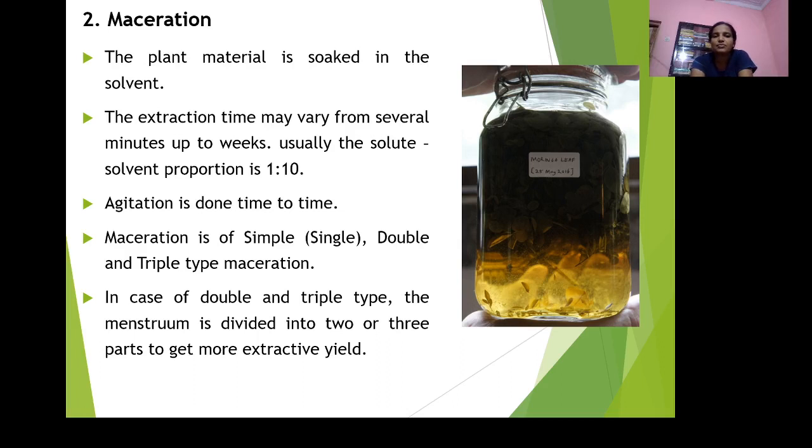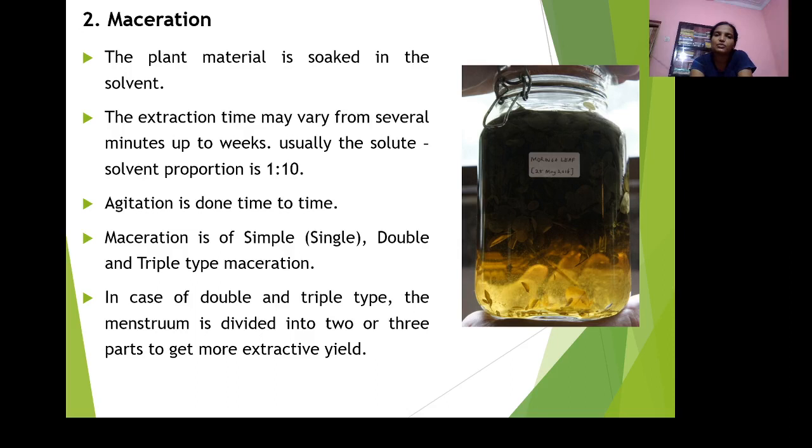This maceration may be single, double or triple type, but in case of double and triple maceration, the mainstream should be divided into 2 or 3 parts for getting more extractive value. In the laboratory, the plant material is finely chopped, then placed in a clean glass jar which has a lid. The plant material is soaked inside the solvent used for maceration, so that the solvent covers all the plant material kept inside the jar.